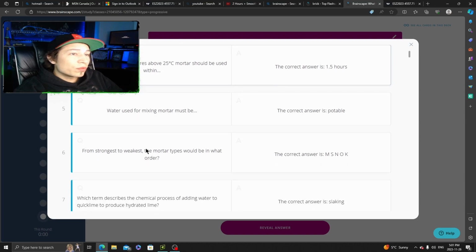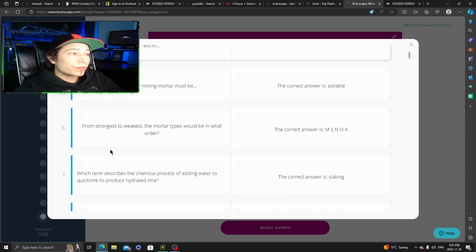Water used for mixing mortar must be potable. So potable water must be used for mixing mortar.